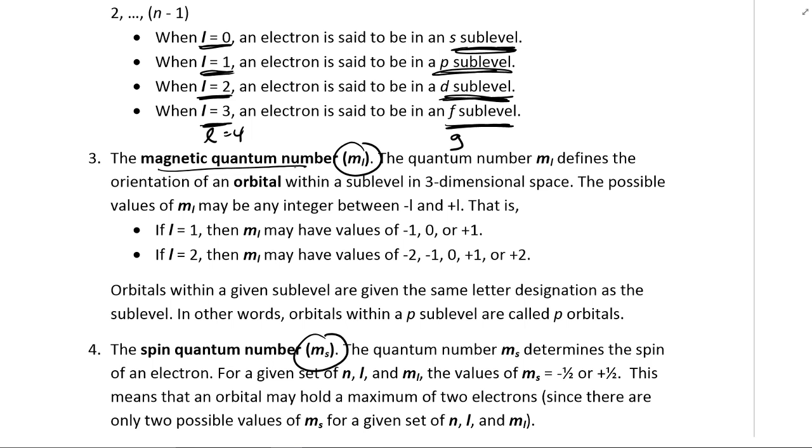If we have an orbital in an S sublevel, that means that L is equal to 0. If L is equal to 0, the only possible value that m sub L could have is 0. Since it can only have one value, we only find one type of orbital in an S sublevel.